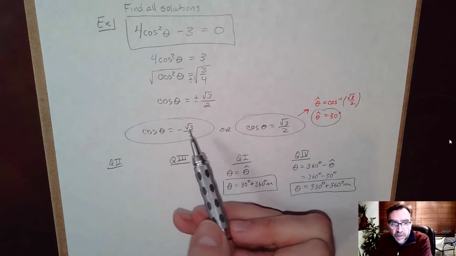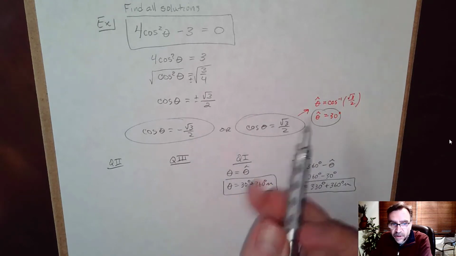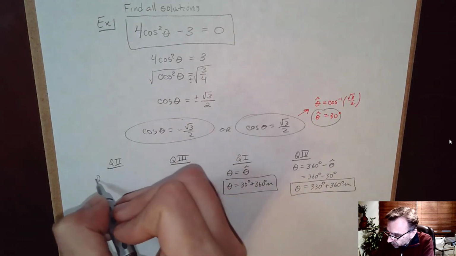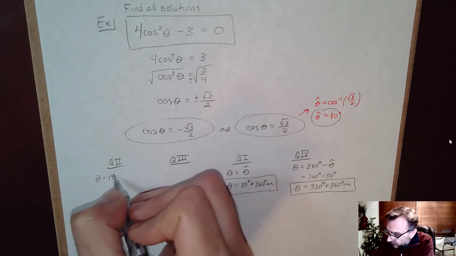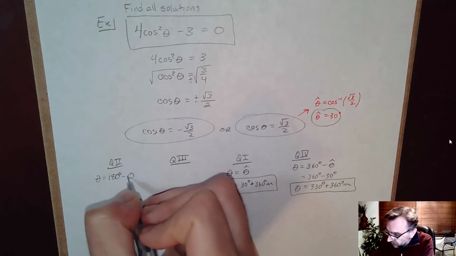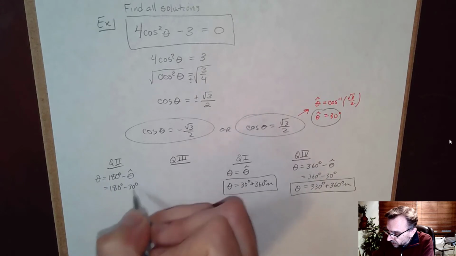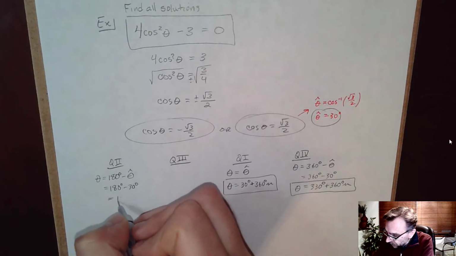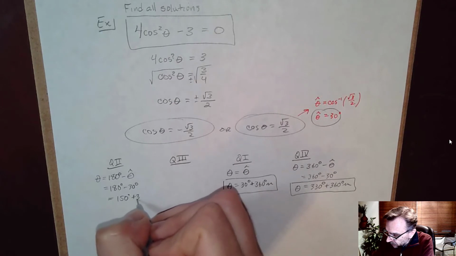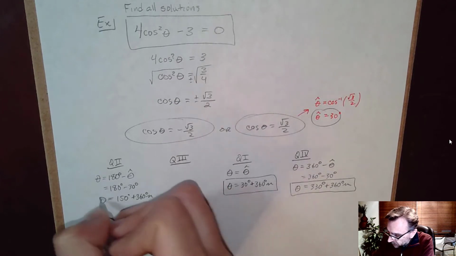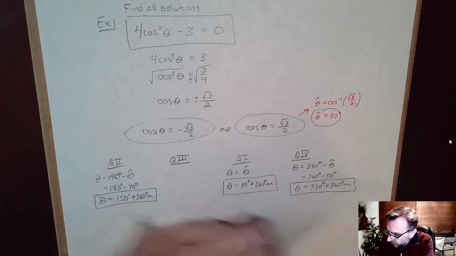All right, so let's move over to where cosine is negative. It has the same reference angle. So in Q2, we're looking at 180 degrees minus the reference. Right? So in this case, 180 degrees minus 30 degrees is 150 degrees. And I'll tack on the 360n, and that's the solutions there.